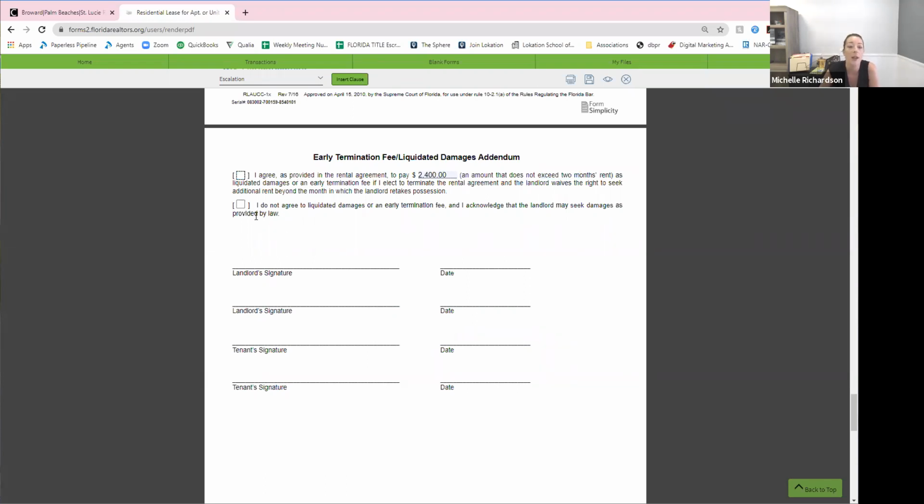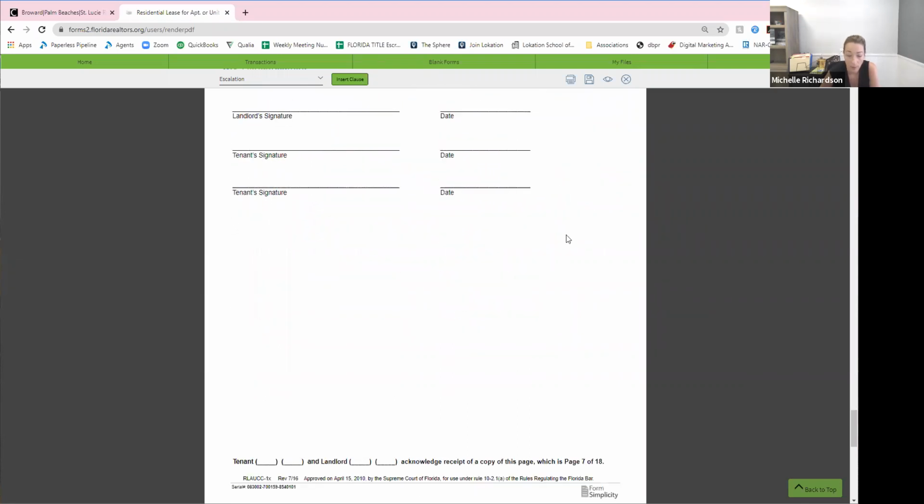The other section here is I do not agree to a liquidated damages or an early termination fee, and I acknowledge that the landlord may seek damages as provided by law. So you're not negotiating an early termination fee amount here. This is basically stating that if I terminate this agreement and the landlord agrees to, they are allowed to seek damages and monetary fees and stuff like that. So typically you'll see this one checked off more so than this one will be. And then the landlord and tenant will sign here.